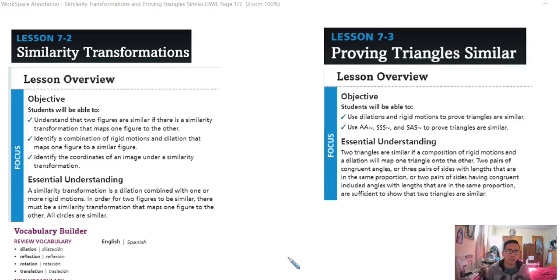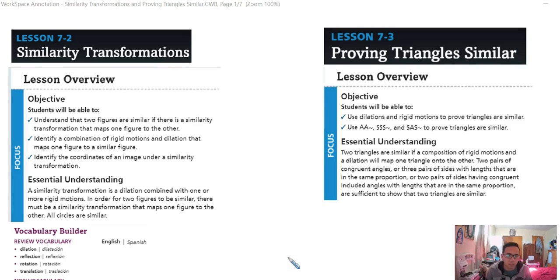We already discussed rigid motions. So what are the examples of rigid motions? We have rotation, reflection, and also translation. The essential understanding in lesson 7-2 is that a similarity transformation is a dilation combined with one or more rigid motions. In order for two figures to be similar, there must be a similarity transformation that maps one figure to the other. All circles are also similar.